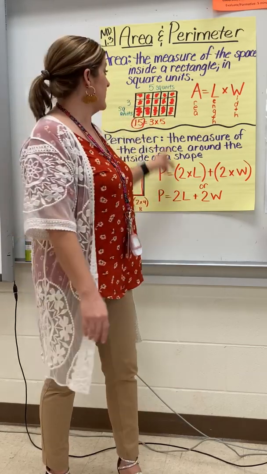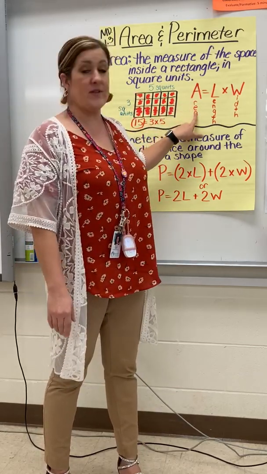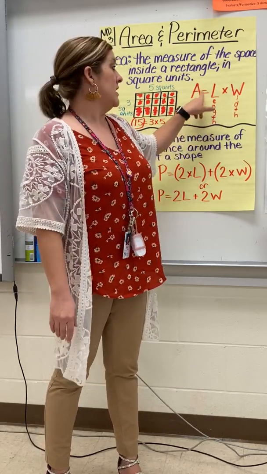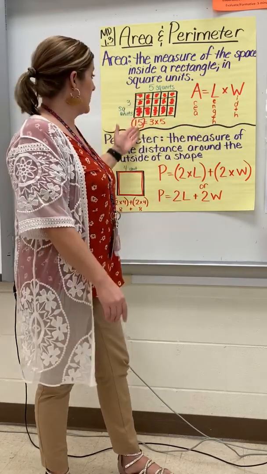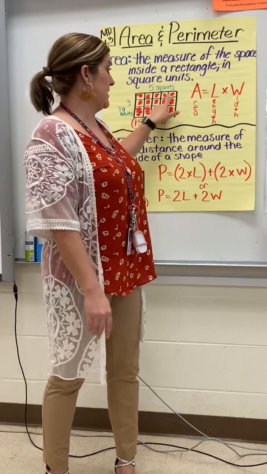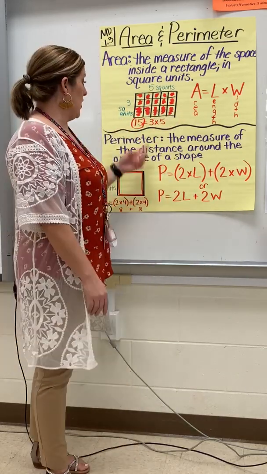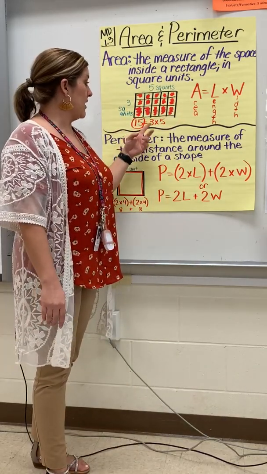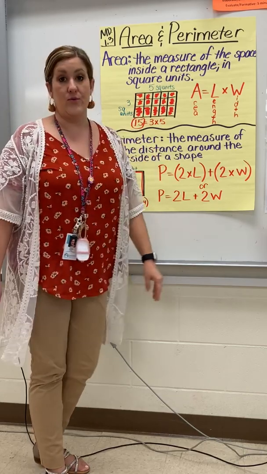So we do call it area, that's what the A represents in our formula, equals the length, which in this case is 3, times the width, in this case is 5. So 15 would be our area, the length and the width are 3 and 5.